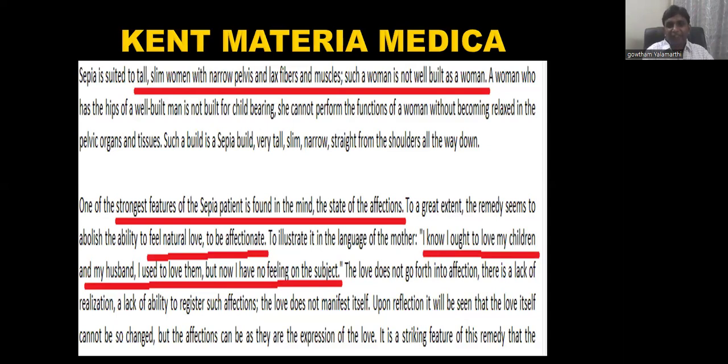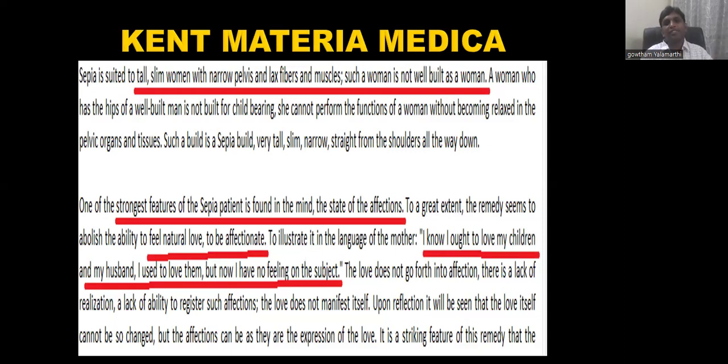So whatever Kent has given in his Materia Medica, read it thoroughly from top to bottom, line by line. Everything is important in Kent's Materia Medica, his constitutions, everything. One of the strongest features of the Sepia patient is found in the mind, the state of affections. To a great extent, the remedy seems to abolish the ability to feel natural love, to be affectionate. So whenever Sepia has been proved on a human being, the love towards their family will be cut off.